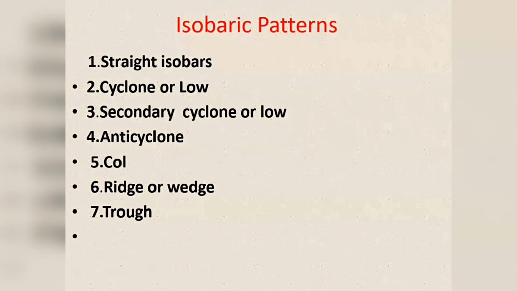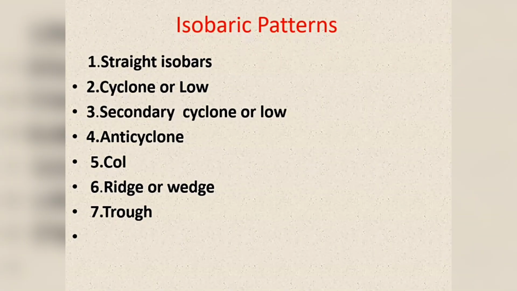So first, these are the 7 isobaric patterns: straight isobars, cyclone or low, secondary cyclone or low, anticyclone, col, ridge or wedge, and trough. So these are the 7 isobaric patterns. Very easy to understand, very easy to write these questions, and drawing the diagram is not at all difficult.